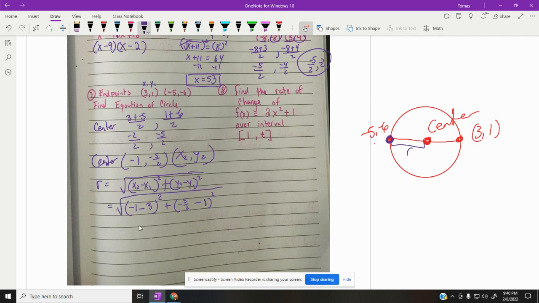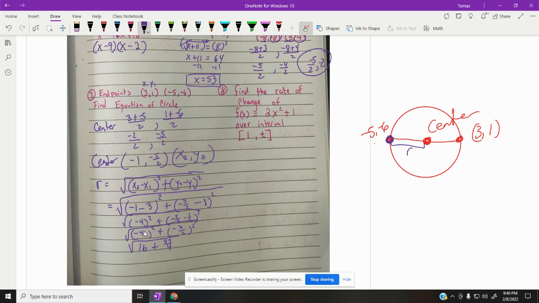Okay, this just becomes a -4 squared, and this becomes like say -5 over 2 minus 2 over 2, which would give us -7 over 2. Okay, now to square it, this becomes 16. This becomes 49 over 4. And again, this is all under square root.